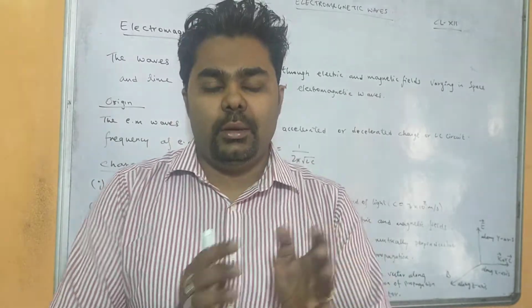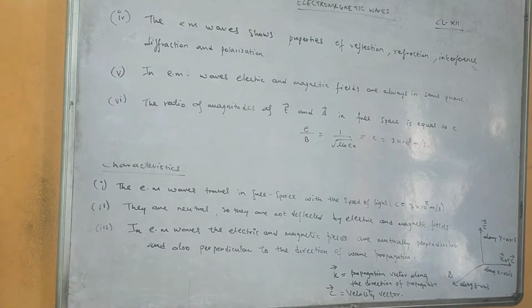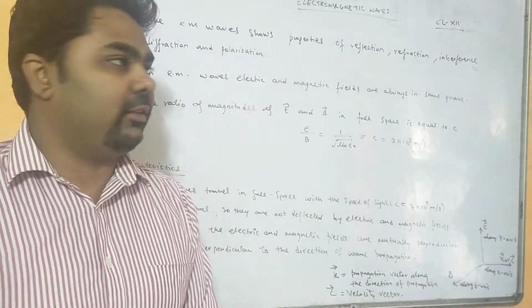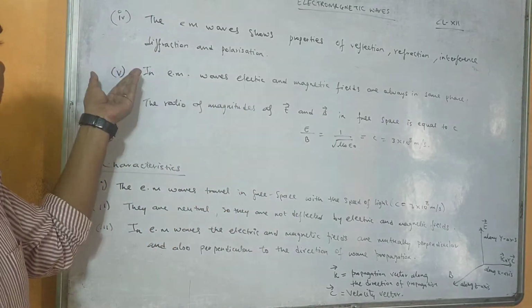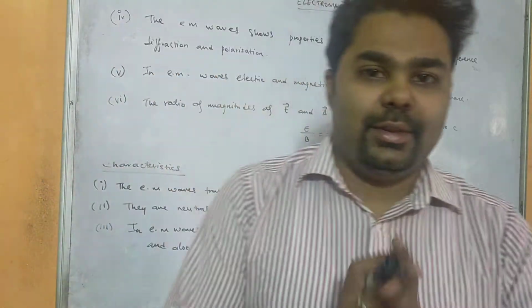Okay, so there are many more characteristics, but these are the important ones. So this one also you note down in your copy. EM waves show the properties of reflection, refraction, interference, polarization, right? Point number 5, in EM waves, electric field and magnetic field are always in the same phase.